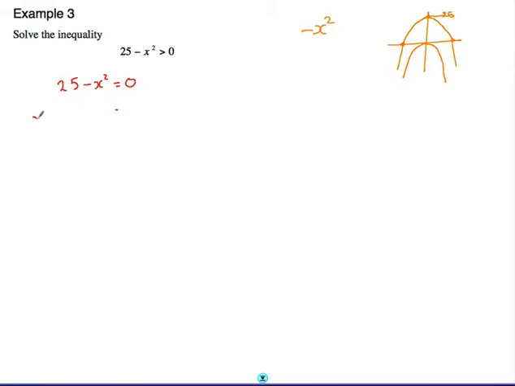Now, multiply everything on the left hand side by -1, and to balance we have to multiply everything on the right hand side by -1. This 25 becomes a -25, this minus x squared becomes a plus x squared, and the 0 just stays a 0. Tidying this up, x squared minus 25 is equal to 0. Now we can factorize this. Difference of two squares, x plus 5 and x minus 5.